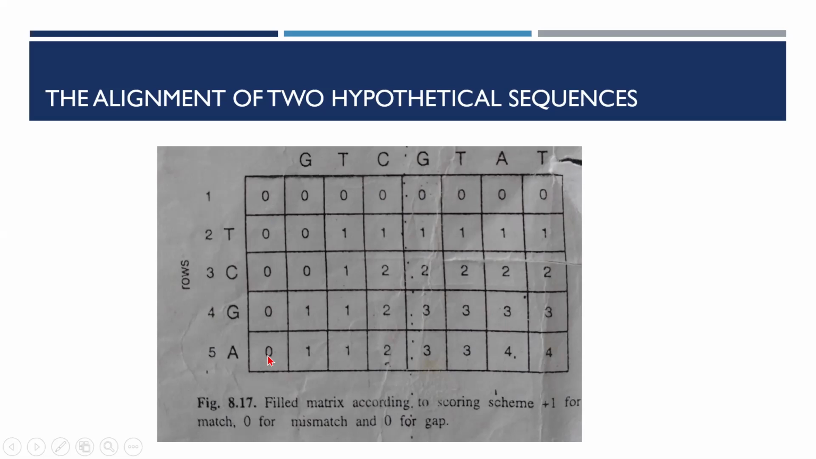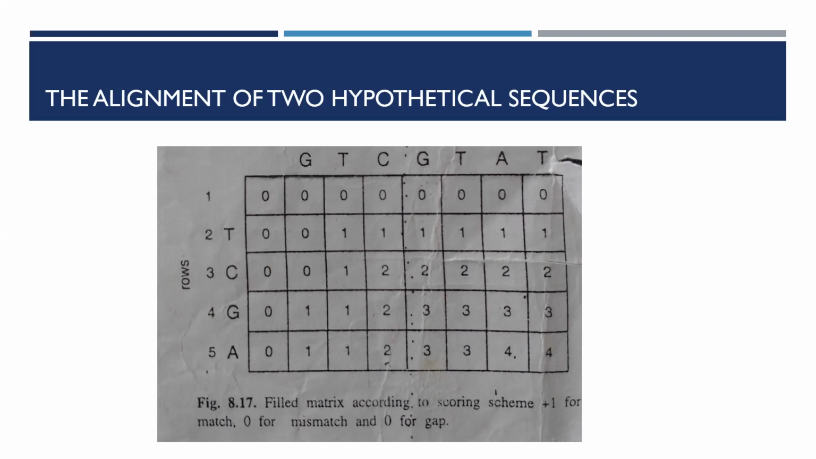What is this initialization of the matrix? The value which is defined for gap penalty is used in all the cells of the first column and in all the cells of the first row. This is the value of gap penalty, which is filled in all the cells of the first column and all the cells of the first row. This is called initialization of the matrix. Once this is done, then you have to fill the next cell.